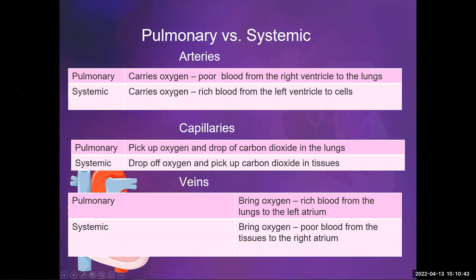How many lungs do you have? Two. Okay, let me rephrase that question. In a normal adult, how many lungs do you have? Two. Right? Why not one? You have two because you need one for a word that begins with B. To breathe. Yes, that is true.